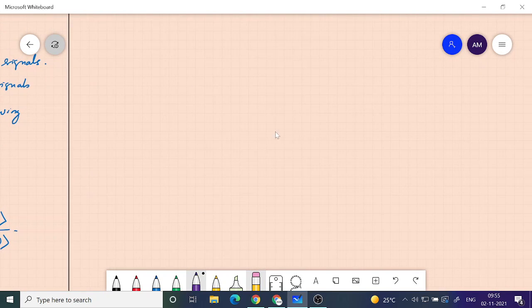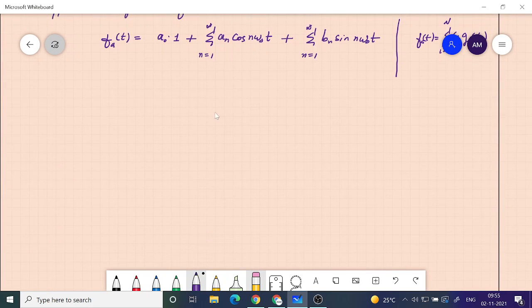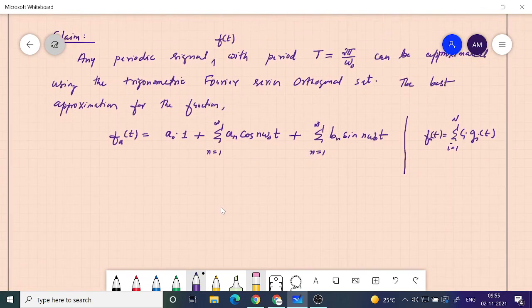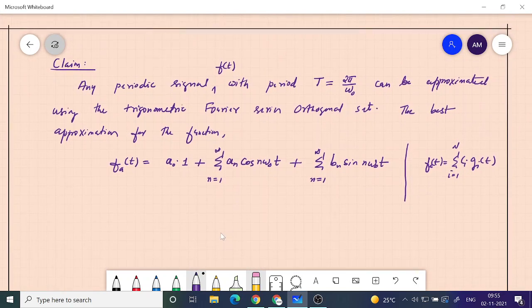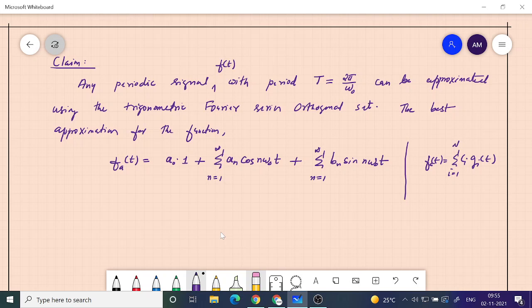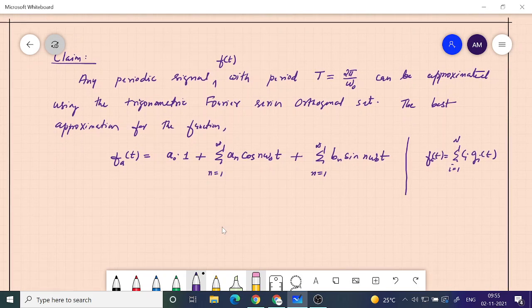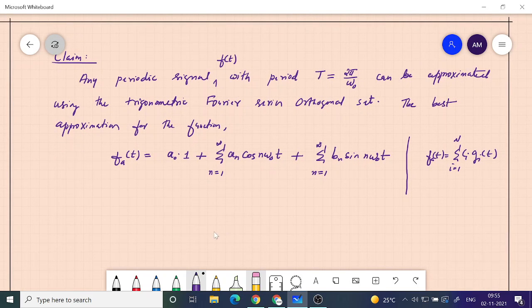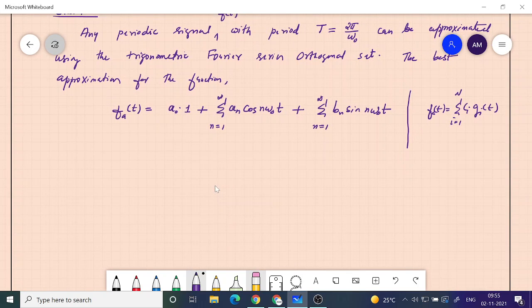Sir, but about the sine and cos components of the signal, both components at the same time are not possible. Okay, I am yet to show you the orthogonality condition. So first let us check the orthogonality condition. I think that will clear your doubt.